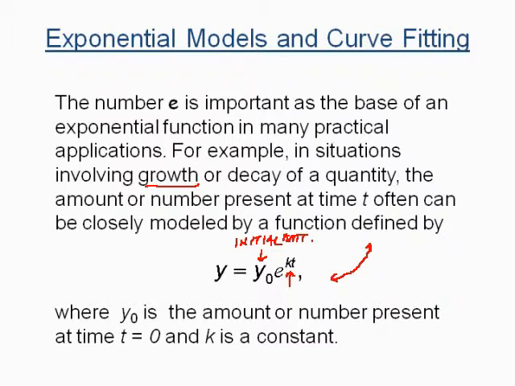Now, when k is a negative number, the function will go like that, and you'll have what's called a decreasing or decay quantity. So the k number, the constant, is very important here.